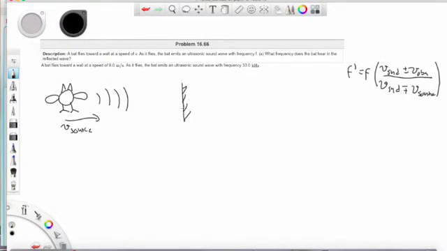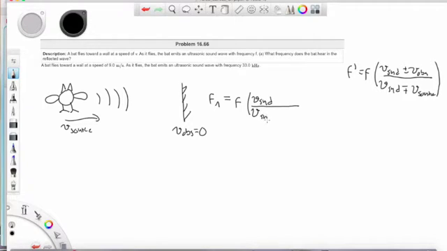Let's call the frequency heard or observed by the wall f1. It is a Doppler shifted frequency, so f1 equals original frequency times v sound, and then we have the velocity of the observer. But the observer is now the wall. It is stationary, so its velocity is 0, so we don't have this term here in this case.